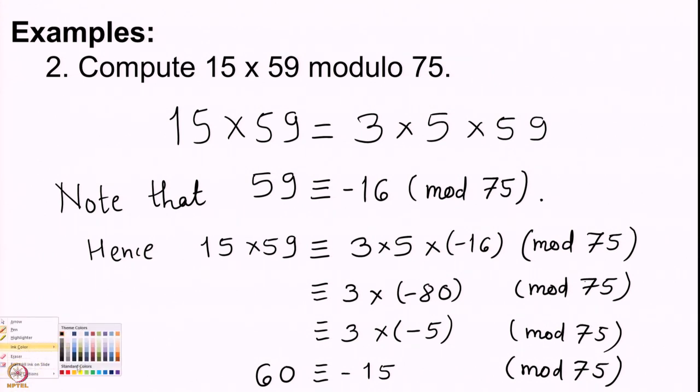So, the answer that we obtain in this case is that 15 into 59 modulo 75 is 60. So, this was a slightly involved computation, but because we had 59, we could replace it by minus 16 and then do out the calculation by also observing that 15 is product of two smaller elements.